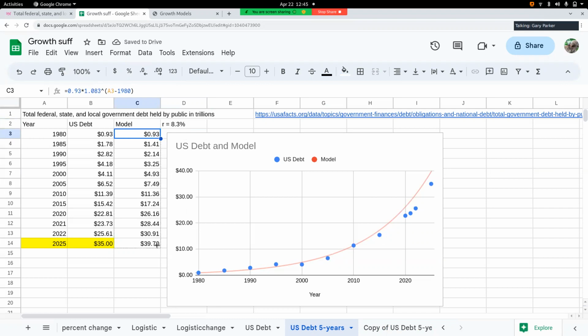Fill that down. That gives me about 33.6 for my estimate for 2025. And that's a little better given the last 3 years, 20, 21, and 22. I feel a little more comfortable with that one right there.